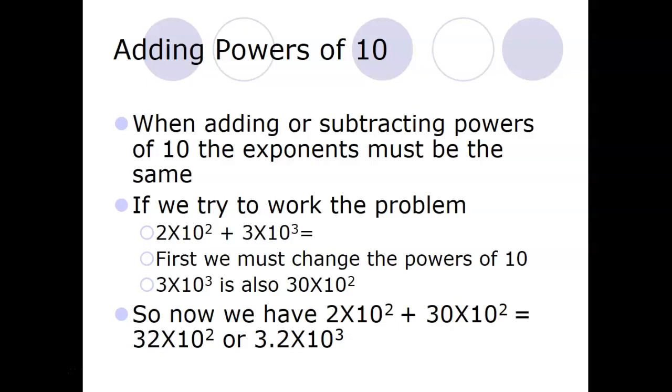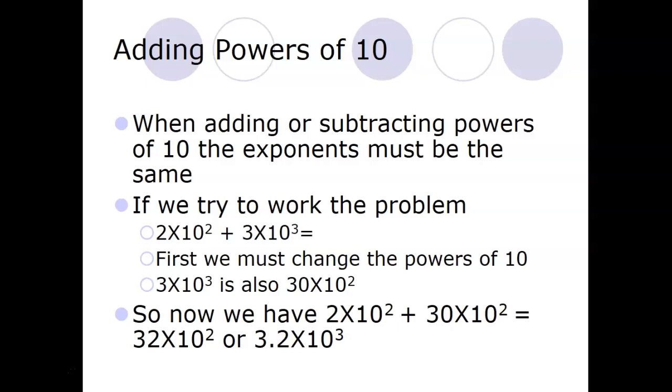Okay? So the first way I can do it, I can say, well, my decimal's here. My decimal is always understood to be at the end of my number, yes? Okay. So if I have 2 times 10 squared, then I add, okay, so I need to bring this to 10 squared. Well, 1, 2. That would give me 30 times 10 squared. That would solve that problem, yes? But there's another way.